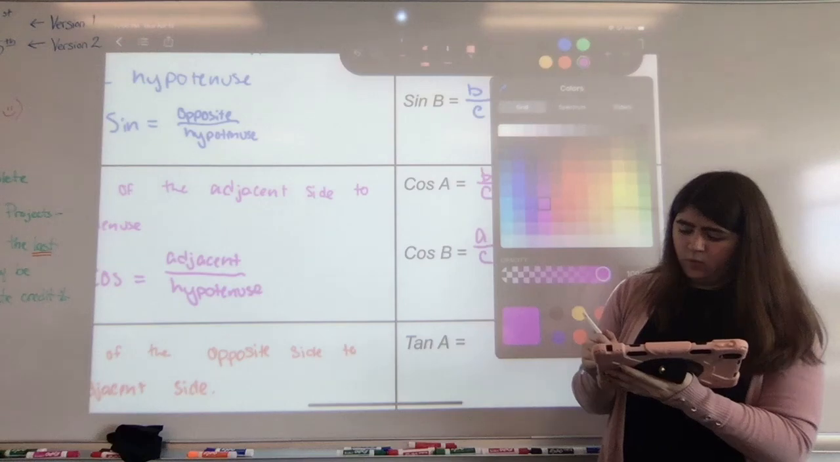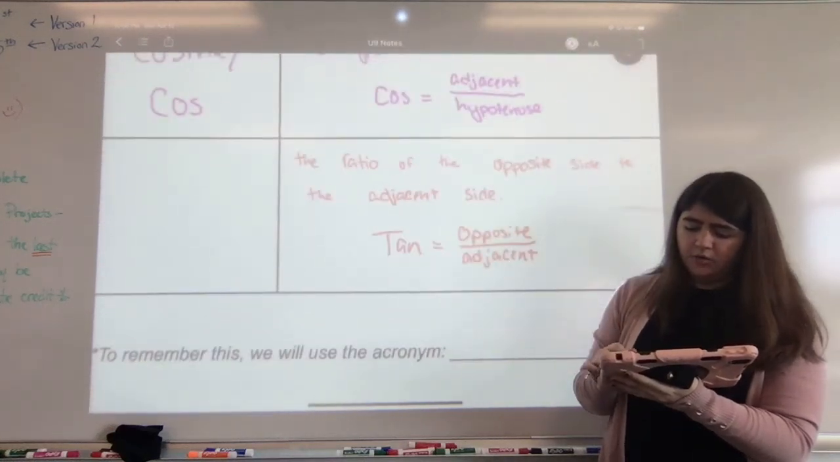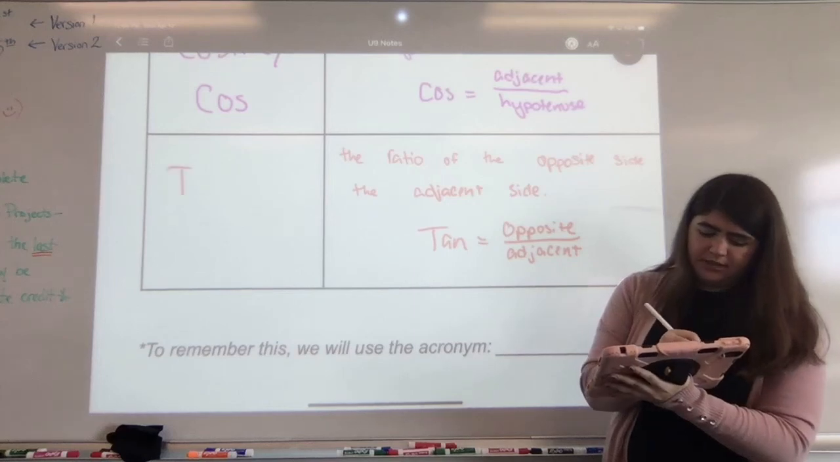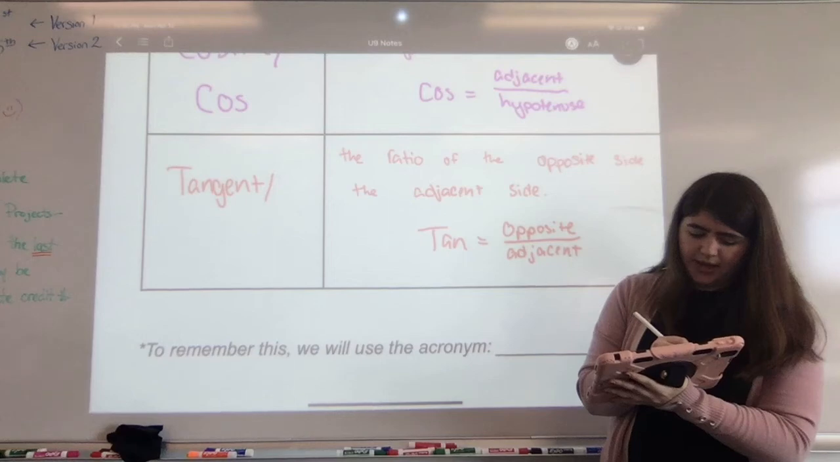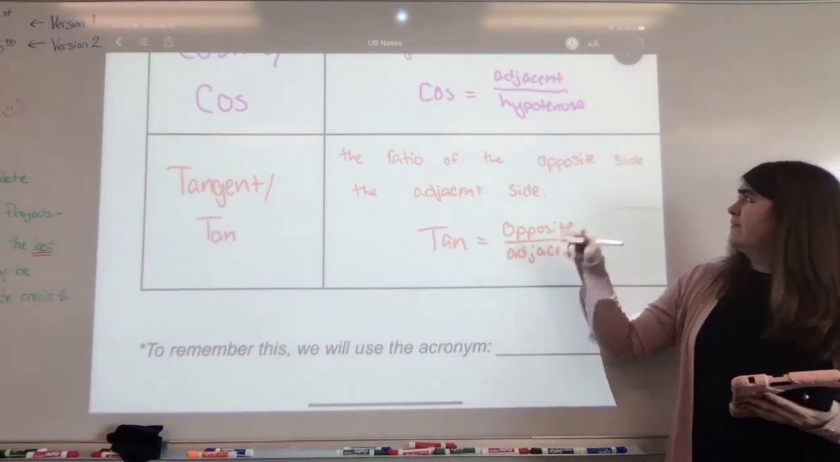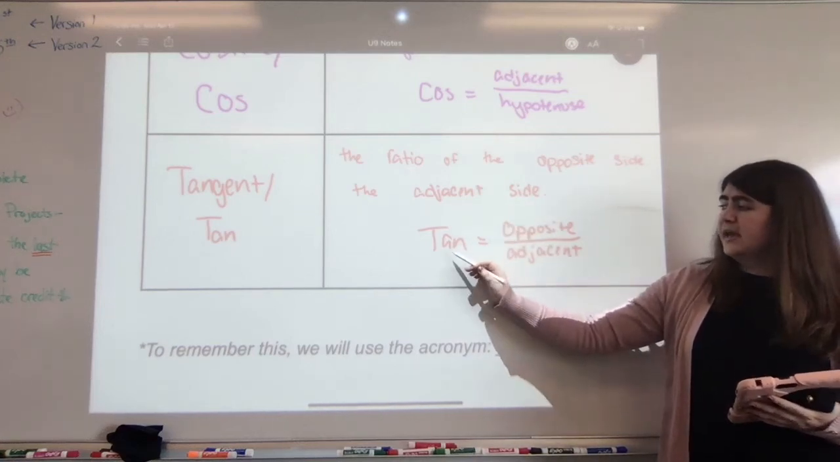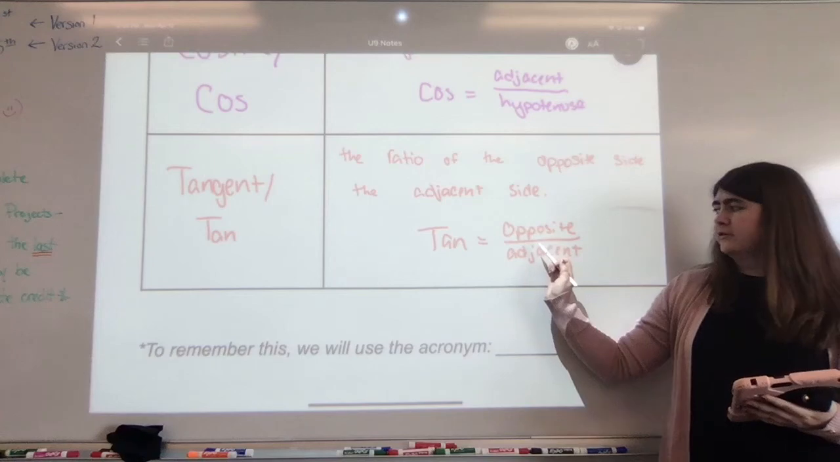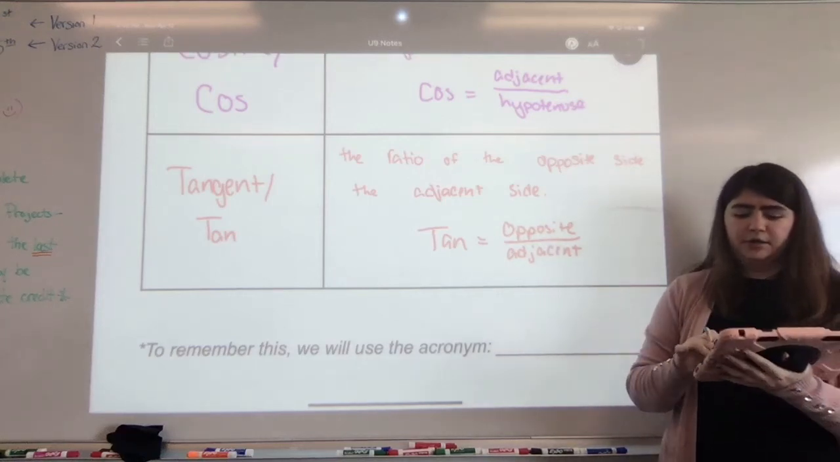All right, we have one last function here, and this ratio is called tangent, T-A-N-G-E-N-T. We abbreviate that as T-A-N. Tangent is the ratio of the opposite side to the adjacent side. In other words, tangent is equal to opposite over adjacent. And again, the adjacent side will never be the hypotenuse.